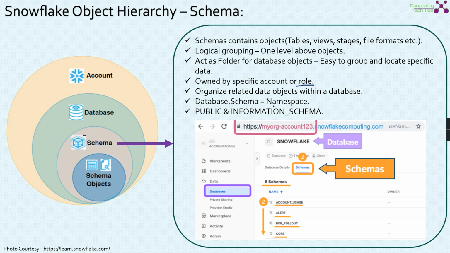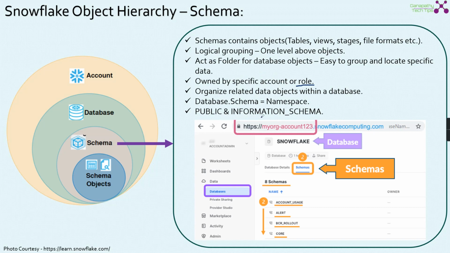Now comes the namespace part. Whenever we are doing SQL queries against the tables or views in Snowflake, the object always needs to be represented in the namespace, meaning database.schema.object. Say if I am going to represent a table, I will represent it as the database name.schema name.table name.